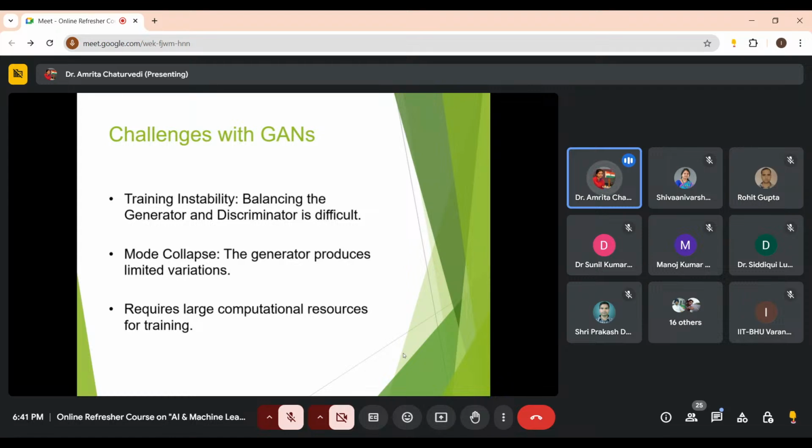Training in these are the challenges of these GANs. One is training instability, so balancing the generator and discriminator is rather difficult. And mode collapse, the generator produces limited variations. It is quite likely that in the game the discriminator wins very easily, and it requires large computation resources for training. So a huge data set is required. The larger the data set, the closer the generated image will be.